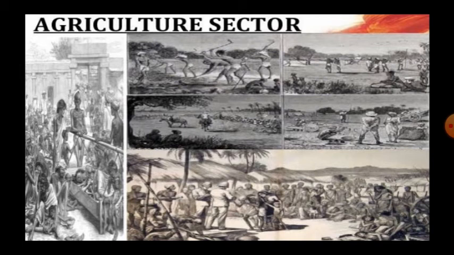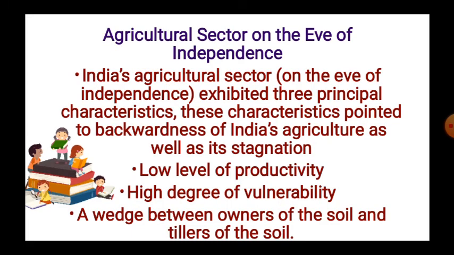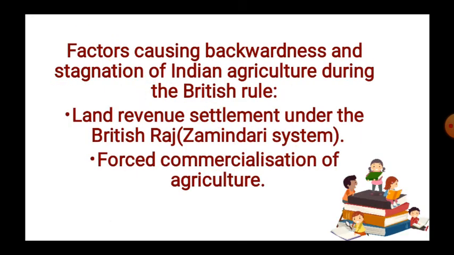Let us now study the state of the agriculture sector on the eve of independence. India's agriculture sector on the eve of independence exhibited 3 principal characteristics. These characteristics pointed to the backwardness of India's agriculture as well as its stagnation. Low level of productivity, high degree of vulnerability, a wedge between owners of the soil and tillers of the soil. Let us see what the factors were that caused backwardness and stagnation in Indian agriculture under the British rule. First, the zamindari system or land revenue settlement under the British Raj. Second, forced commercialization of agriculture.